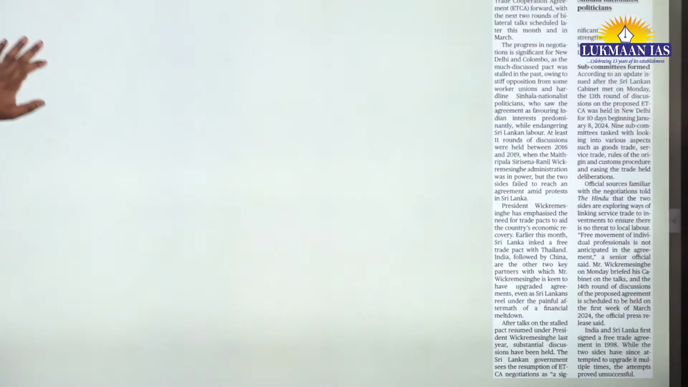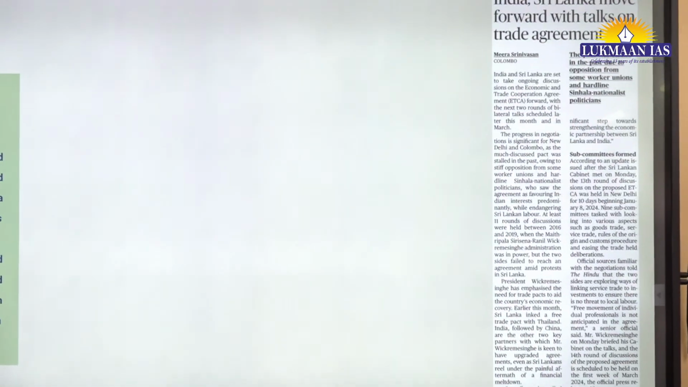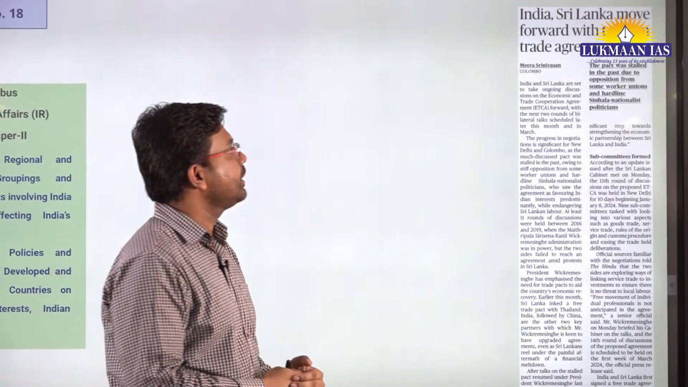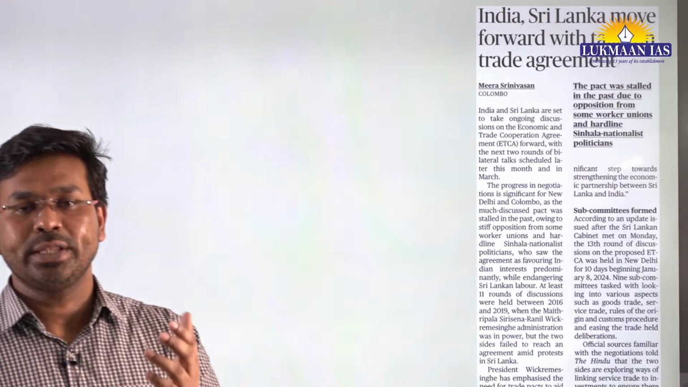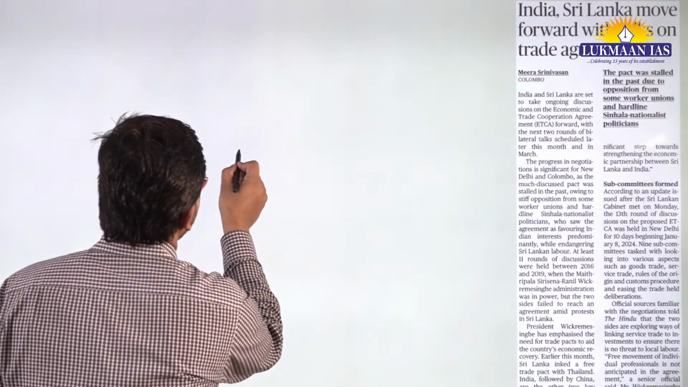So now let us quickly move to another article. This is again a short article. We are going to be quick. It says India, Sri Lanka move forward with talks on trade agreement. Okay. So in the beginning of today's discussion, we started with understanding the map of India and Sri Lanka. As we know, Sri Lanka is a maritime neighbor of India.